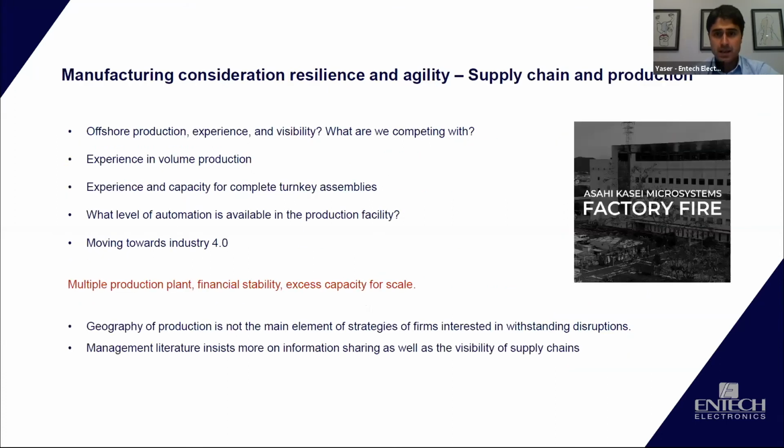The other important issue, when we are talking about resilience and agility in supply chain, is all about visibility. The geographical location of the production plant or the supply chain is important, but it's not as important as knowing what is happening at every second in your supply chain.